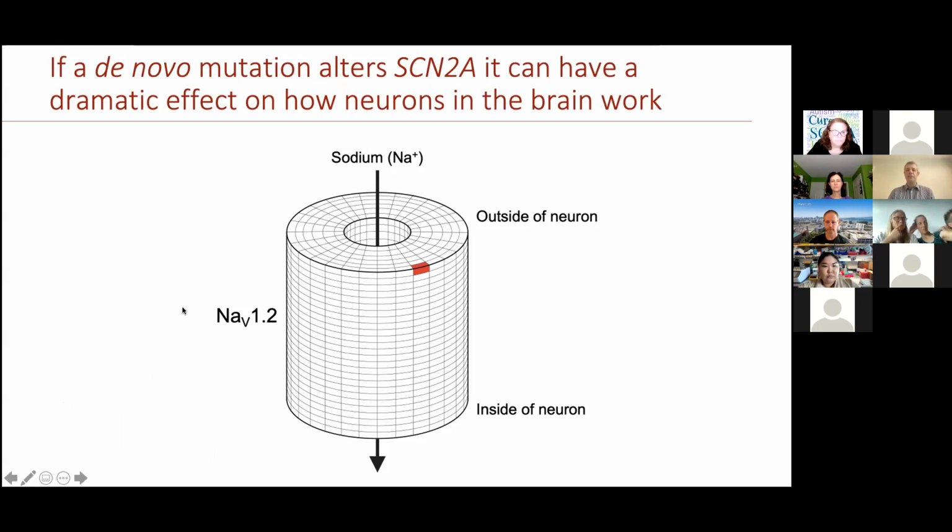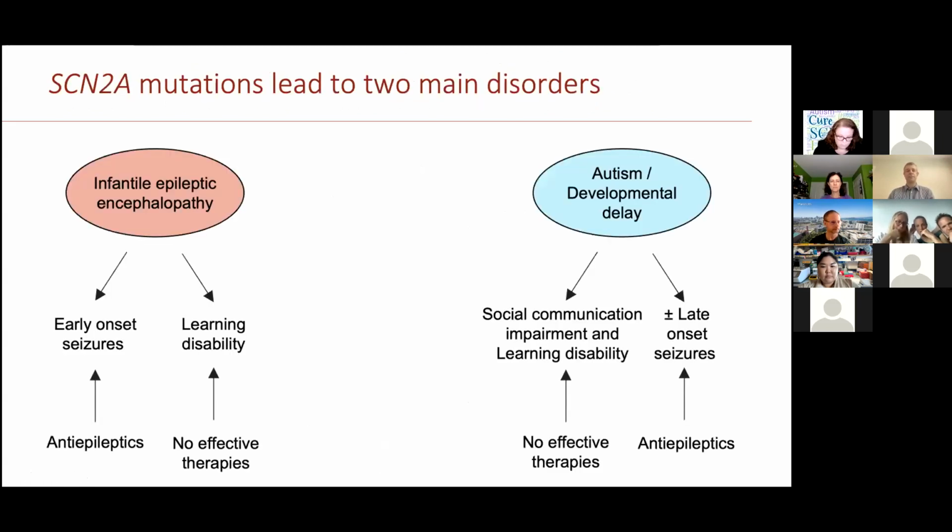And that mutation sometimes changes one of the building blocks of this channel, NAV1.2, and sometimes it just stops the whole thing from being made. But this is kind of approximately to scale. It is just a tiny, tiny change, but sometimes it hits somewhere critical and has a big effect. And we see broadly two major impacts of having one of these mutations.